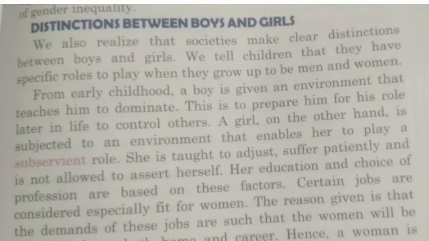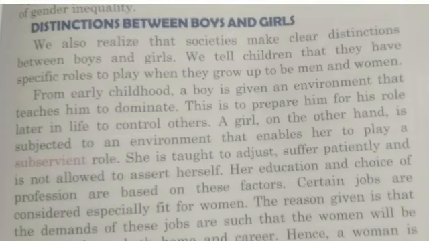Distinction between boys and girls. We also realize that society makes clear distinctions between boys and girls. We tell children that they have specific roles to play when they grow up to be men or women. From early childhood, a boy is given an environment that teaches him to dominate. This is to prepare him for his role later in life to control others. A girl, on the other hand, is subjected to an environment that enables her to play a subservient role. She is taught to adjust, suffer patiently, and is not allowed to assert herself.